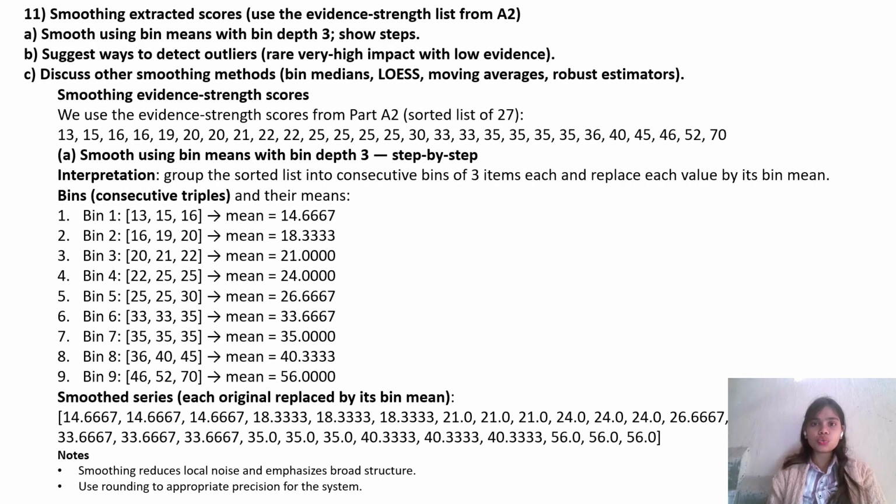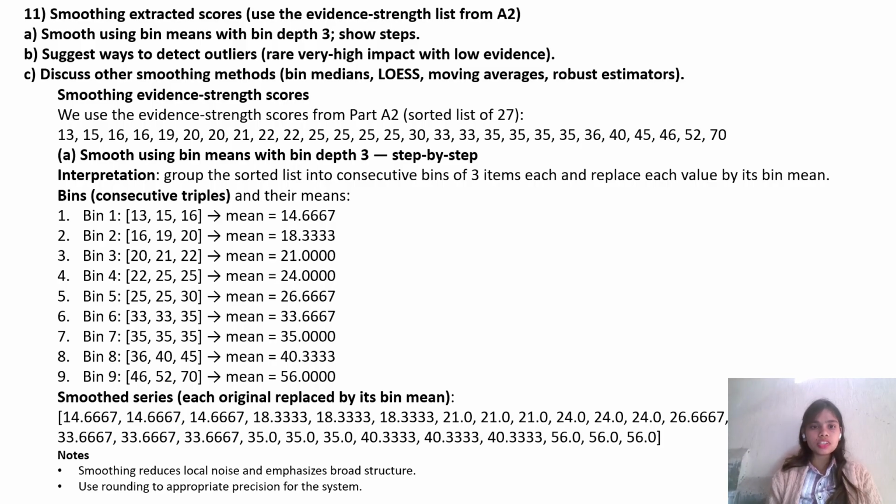Question number 11. Smoothing extracted scores. A. Smooth using bin means with bin depth 3, show steps. B. Suggest a way to detect outliers. C. Discuss other smoothing methods. First, smoothing using bins with depth 3. Smoothing using bin means: group the sorted list into consecutive bins of three items each and replace each value by its bin mean.